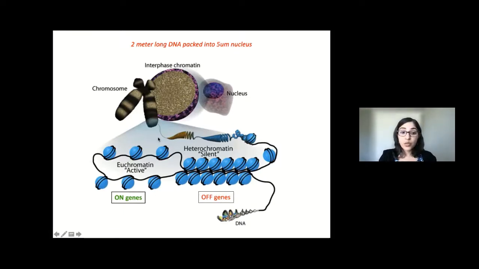But in areas where there's more loose packaging, factors can go and bind and access DNA, and that would allow genes to make their product, the protein. So this is one way. You can imagine maybe in a skin cell, the gene which is required for skin cell development would be in this form, but the gene for brain cell development would be in this form.